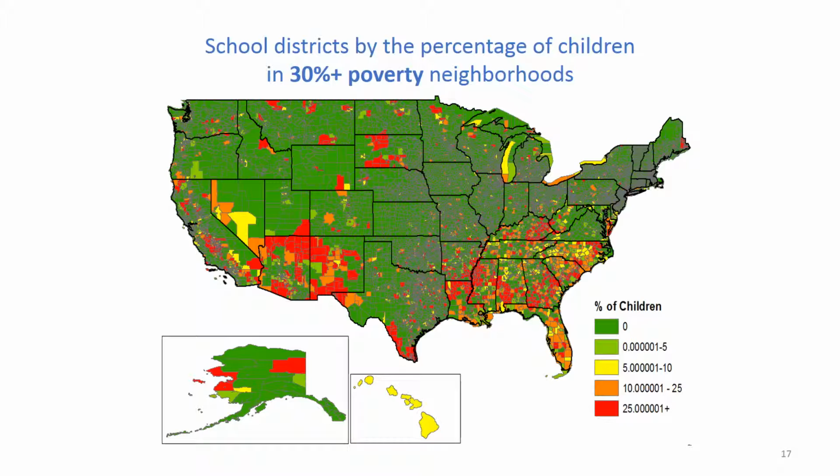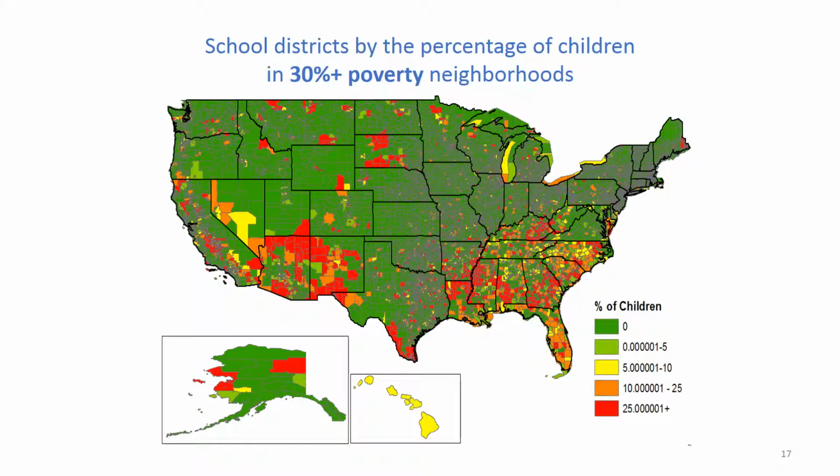Okay, so now we're going to zoom out to the national level. And this slide is the only slide in the deck that I'm going to focus on 30% plus poverty neighborhoods. So this is the percentage of children in school districts nationwide that are living in 30% plus poverty neighborhoods. And so we can see the red here means that 25% or more children that are living within a district's boundaries are living in neighborhoods with at least 30% poverty.